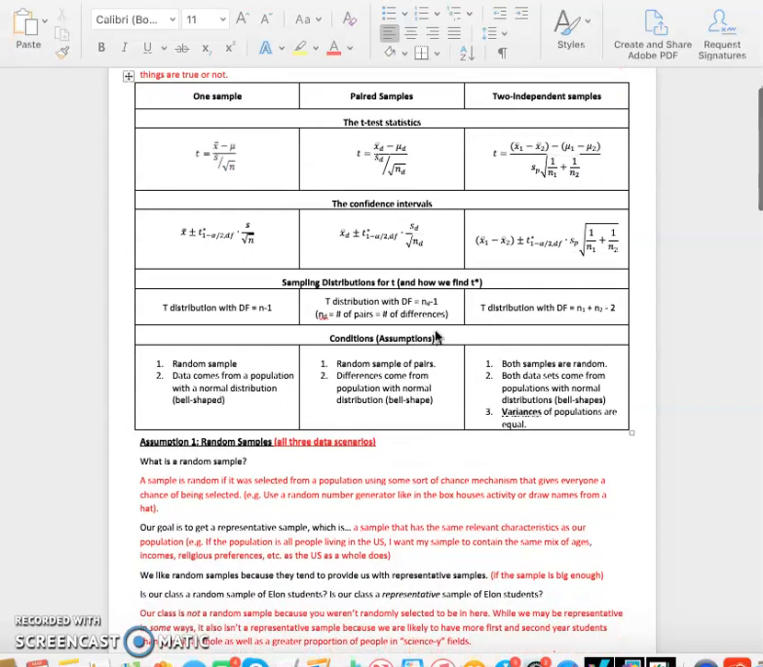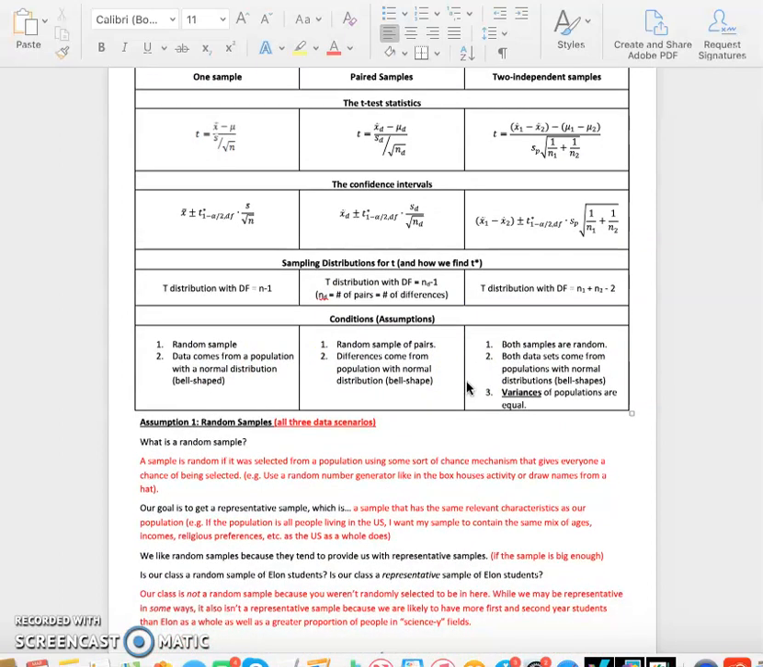So the first assumption for all three of the different scenarios that we learned is that our data comes from a random sample. But we haven't spent a lot of time actually talking about what a random sample is. Random is one of those words in statistics that has a little bit of a different meaning than how it's sort of colloquially used.